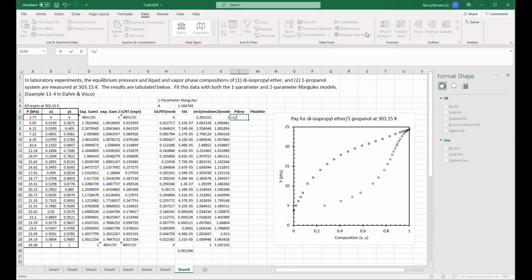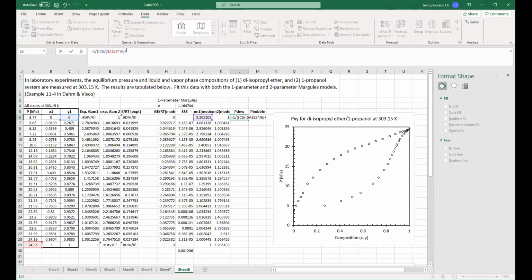P, the dew point pressure, is 1 divided by, and there's a big term in the denominator, it's y1 divided by the vapor pressure of component 1, which remember is given experimentally, which we know from experiment, times gamma 1. Make sure you've got your dollar signs where you need them and not where you don't need them. And I'm going to need some more parentheses here. So that's the first term.